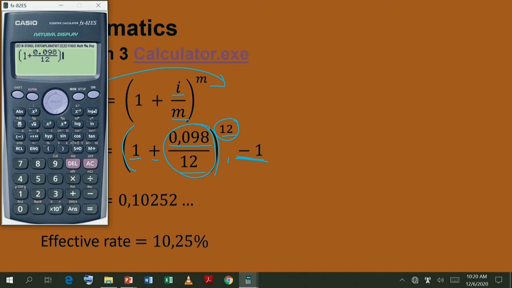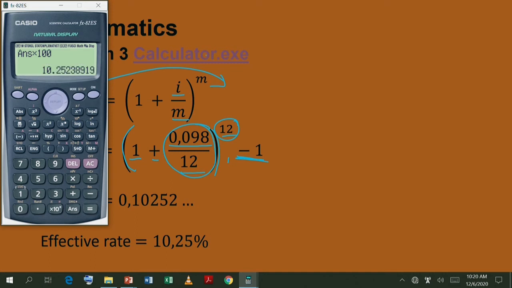Then now you must press the exponent button. There it is, to the power of 12. Then the right arrow, and we say minus 1. You have it. And then we have it, guys. I know you guys are awesome. That gives us equals to 0.1025238919. Because we must convert it to percentage, we must always multiply that by 100.